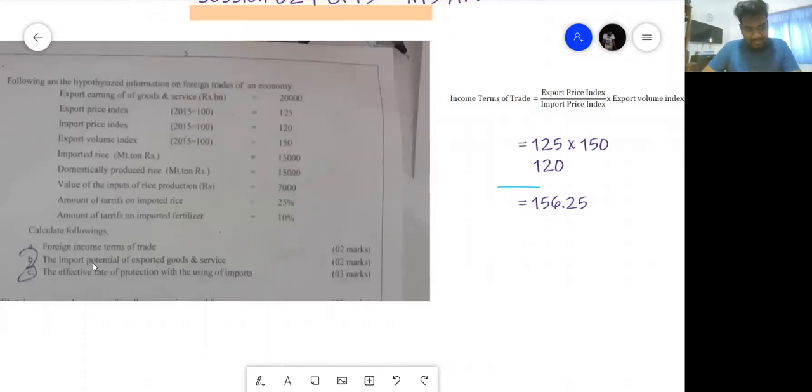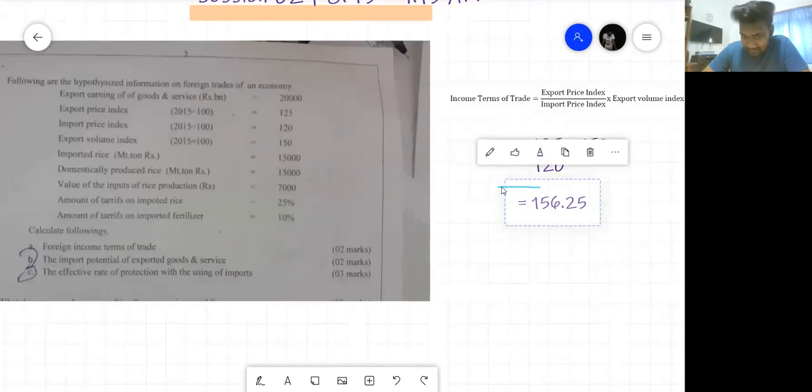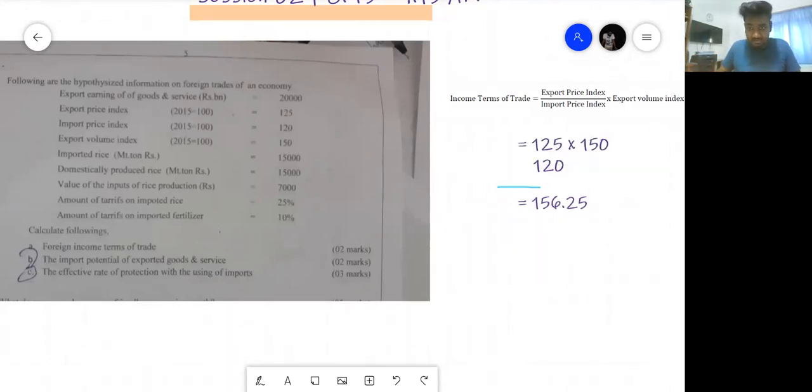So then, guys, I'm guessing there's a small error in your B part. Right now, B part says the import potential of exported goods and services. It's not very clear what exactly they are referring to here. Maybe if they are referring to the commodity terms of trade, I'll show you how to do that. Maybe you can ask the person who made the paper, because this is not a term that they would use.